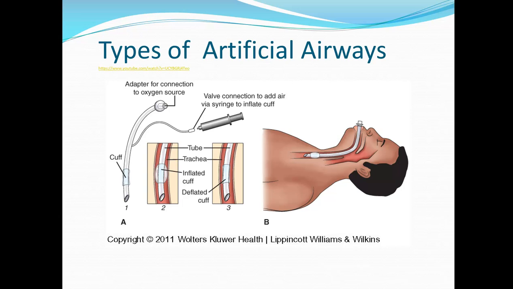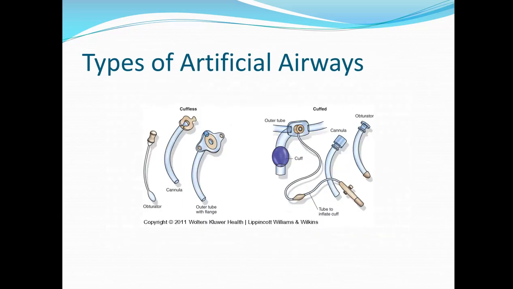Okay, so this is a picture here of an ET tube or an endotracheal tube. So that has a cuff on the end of it that's inflated to hold it in place in the trachea. And then this is just a picture here as well.